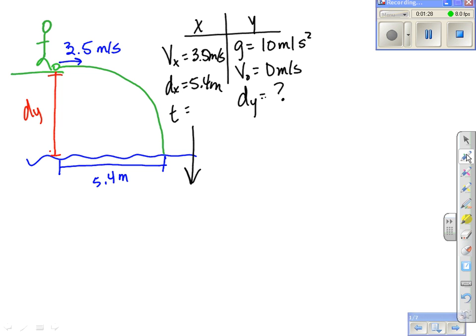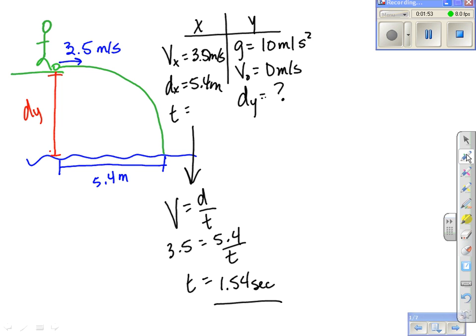The only equation you can use on this side is v equals d over t. This is the only equation that can be used on the x side. So we can say 3.5 equals 5.4 divided by t. When you do the algebra, you should find out that t equals 1.54 seconds. Since this is the time here, we can also plug it in on this side, and this would be the time it took to fall.